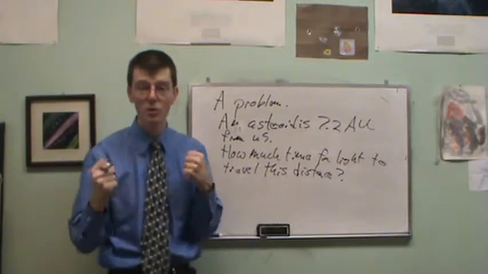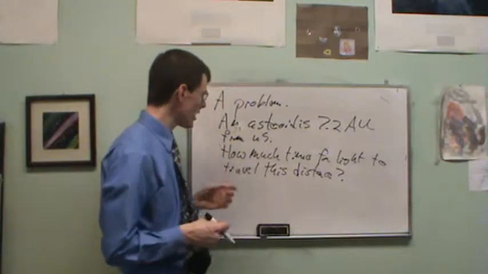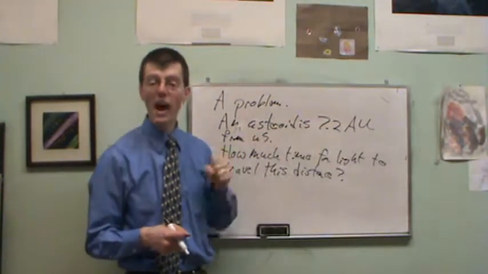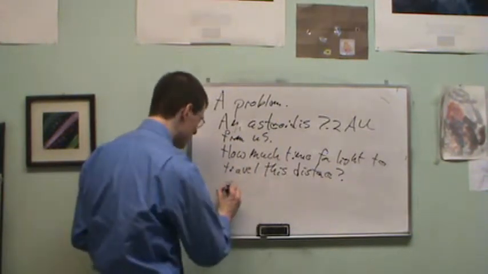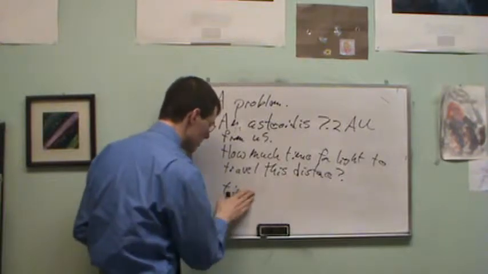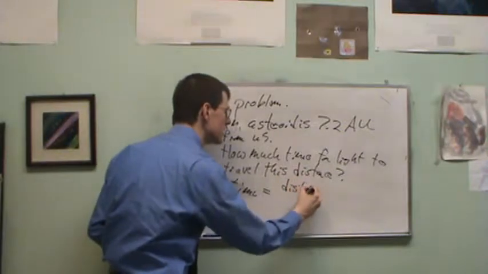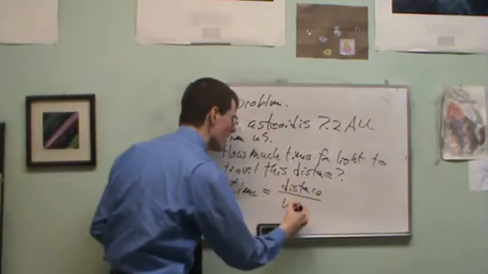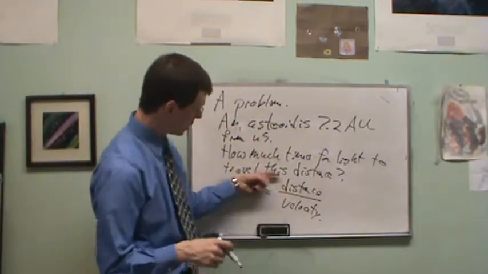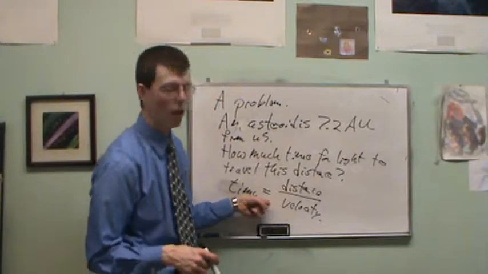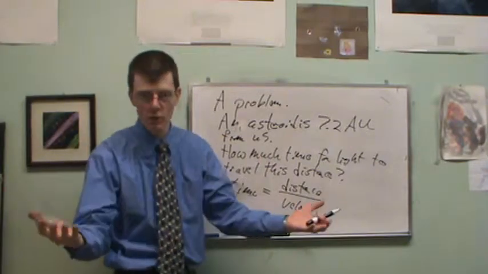I want you to be able to do this. This relationship, distance, velocity, and time, you can get this. So what's going on? In this case, we have a number for distance. I'm asking for time. So the equation we need is time equals distance divided by velocity. Again, this isn't just true in astronomy. If I need to go 200 miles at a speed of 50 miles an hour, how long will it take? 200 miles divided by 50 would be 4 hours. That's what's going on here.